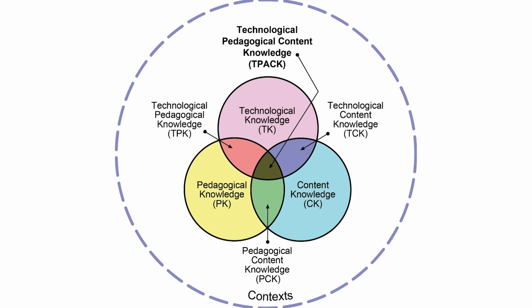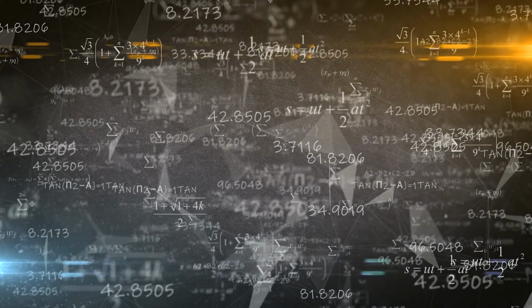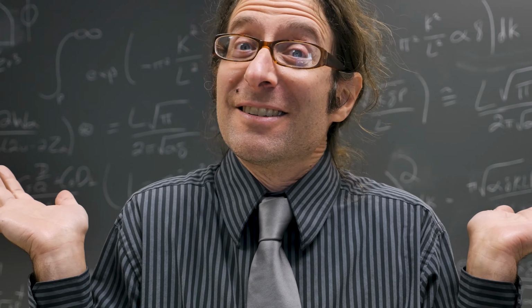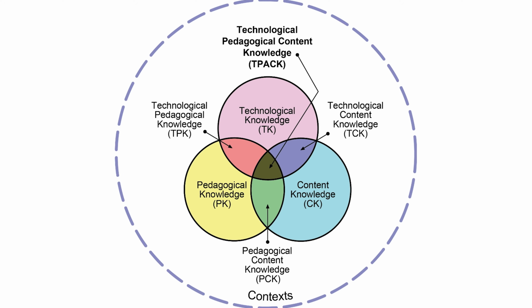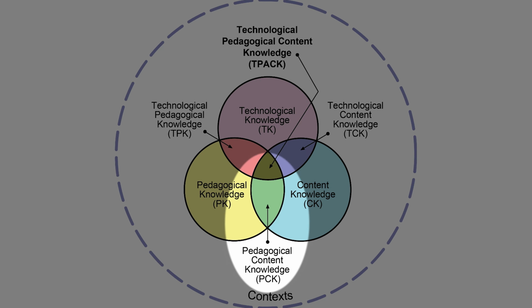Having one kind of knowledge does not necessarily mean you have the other. You could know everything there is to know about math, for example, and still have no idea how to teach it. But when you have a deep understanding of math and you know how to teach it, that's pedagogical content knowledge. In other words, knowing how to best teach your specific subject area.